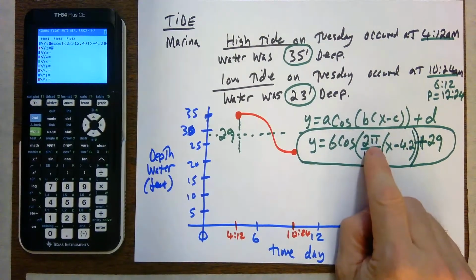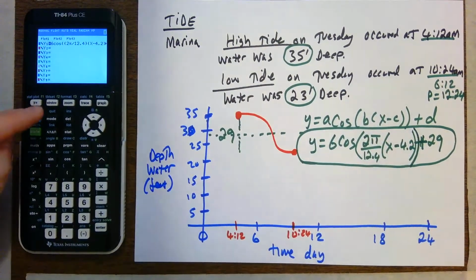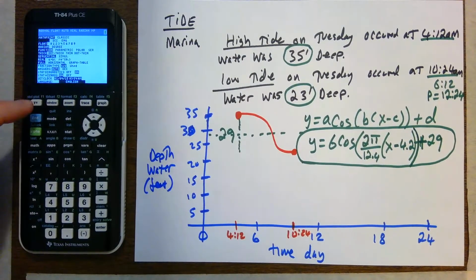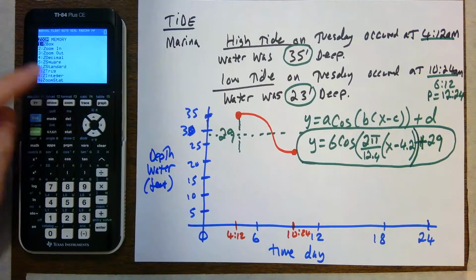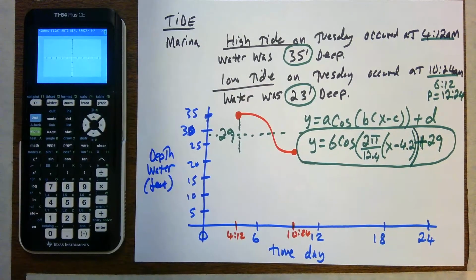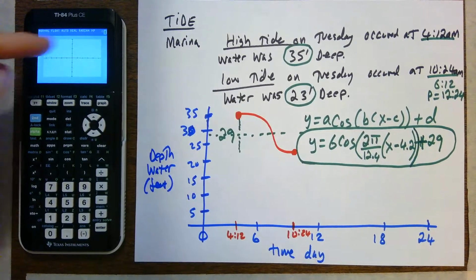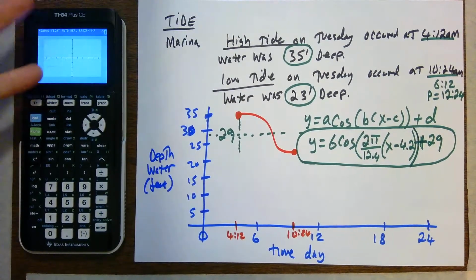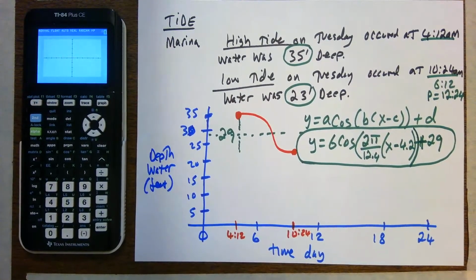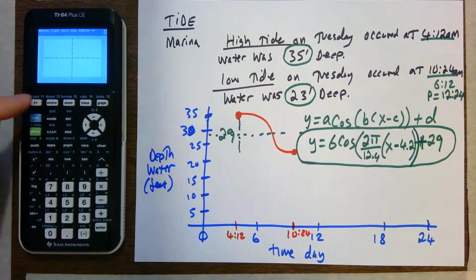And with pi, you can imagine I need to be in radian mode. Let me check my mode real quick. Okay, I'm in radian mode. Perfect. So now if I just go zoom trig, it's going to give me negative 2 pi to 2 pi and negative 4 to 4. Nothing's right there. That doesn't make sense. I need to change my window.